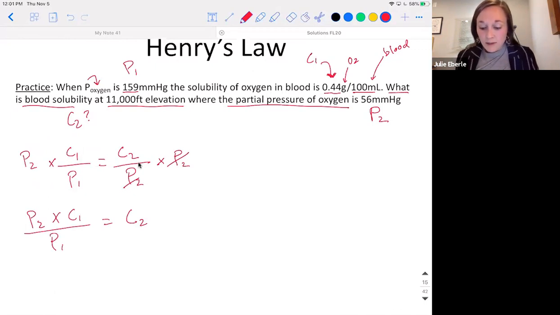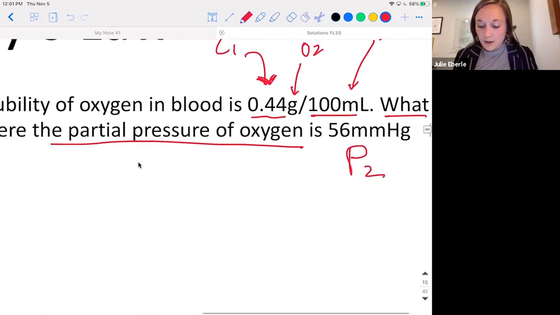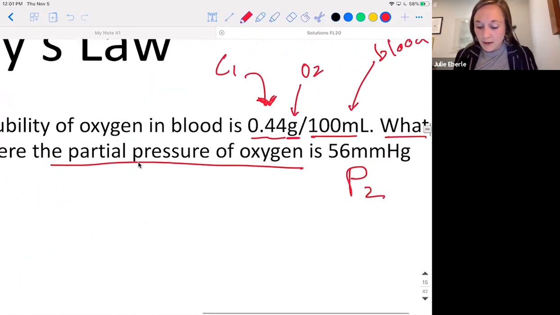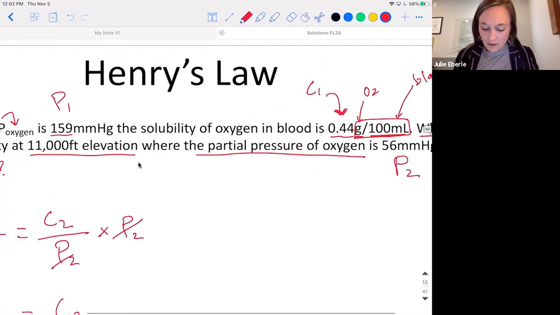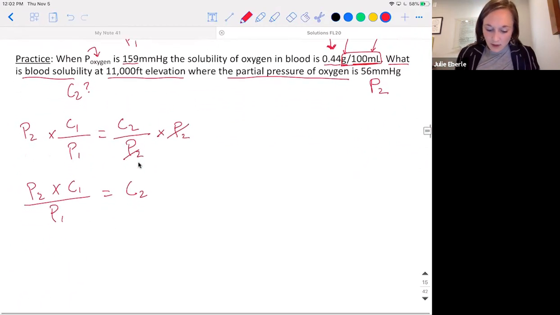Now we're just going to plug the pieces in. And here's what you're going to be tempted to do. Look at the units on concentration. It's grams per 100 ml, and you're going to treat all of this as the unit. So you're not actually going to divide 0.44 by 100. You're going to leave it. It's weird, we've not had units like this before. You're going to leave the 100 milliliters as a unit. You're not going to divide by 100. It's part of your units.